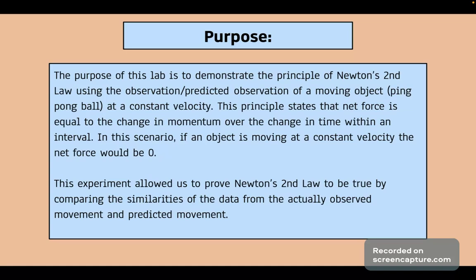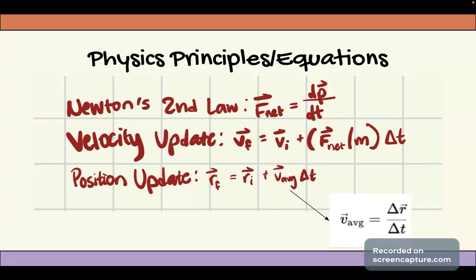This principle states that net force is equal to the change in momentum over the change in time within an interval. In this scenario, if an object is moving at a constant velocity, the net force would be 0. This experiment allowed us to prove Newton's second law to be true by comparing the similarities of the data from the actually observed movement and the predicted movement.